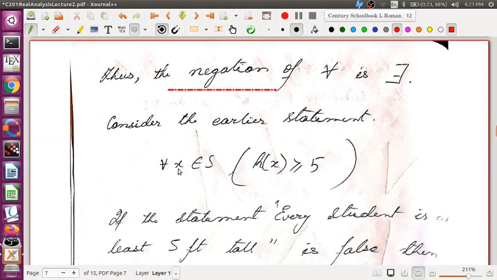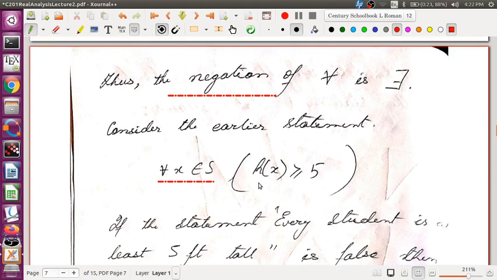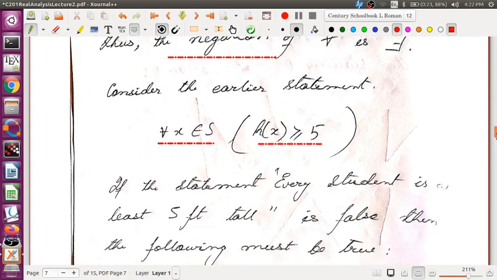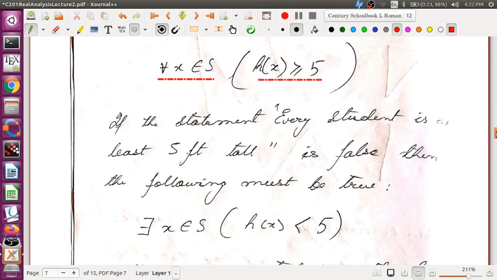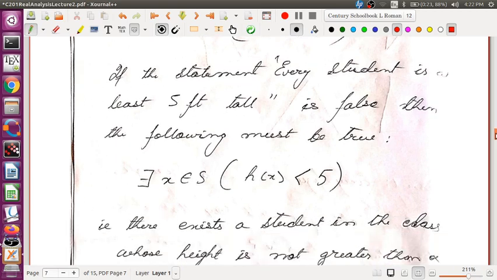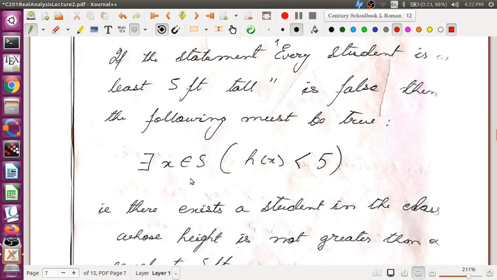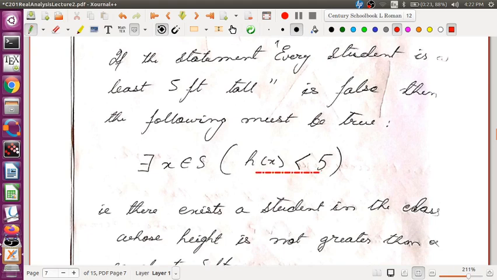Consider the earlier statement: for every x belongs to S, h of x is greater than or equal to 5. What will be the negation of this statement? If the statement every student is at least 5 feet tall is false, what does it mean? It means that at least one student is there whose height is less than 5 feet, not greater than or equal to 5 feet. So the negation will be: there exists an x inside S such that h of x is strictly less than 5.